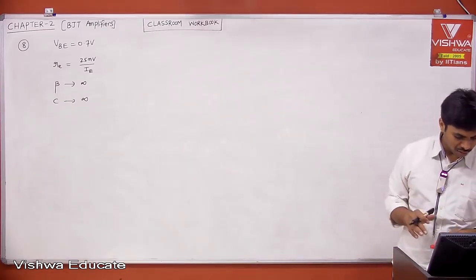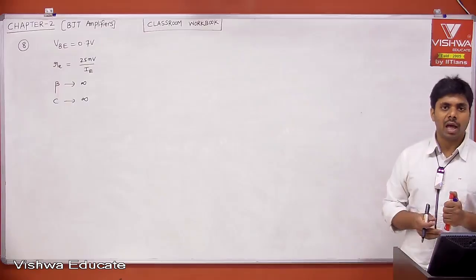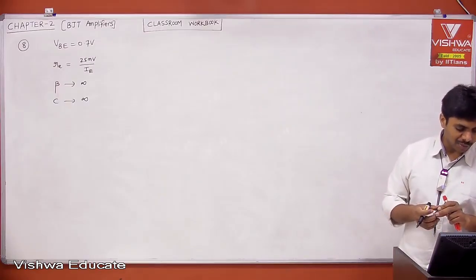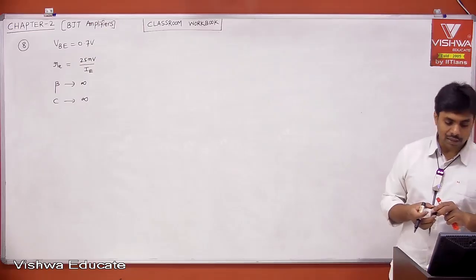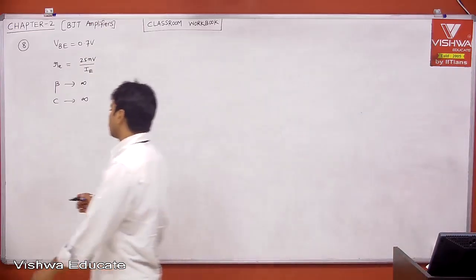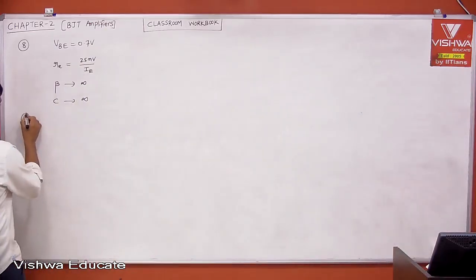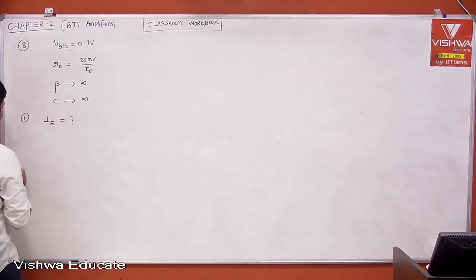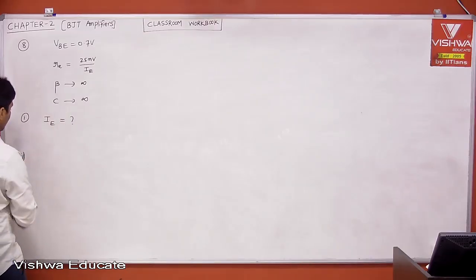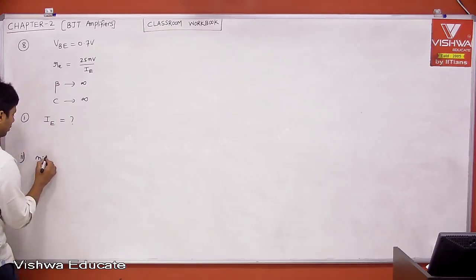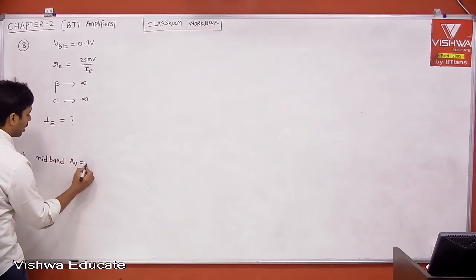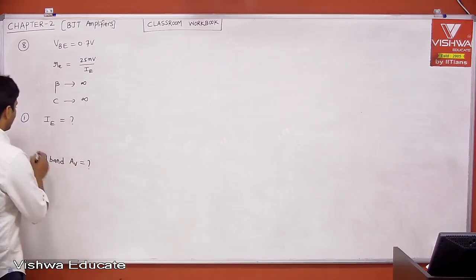Now, the circuit is also given. What is the circuit? That is nothing but again an RC coupled CE amplifier. Then asking for what? The first bit is the value of DC current IE. What is capital IE? Then the second one, the mid-band voltage gain. Mid-band voltage gain. That is the second bit.